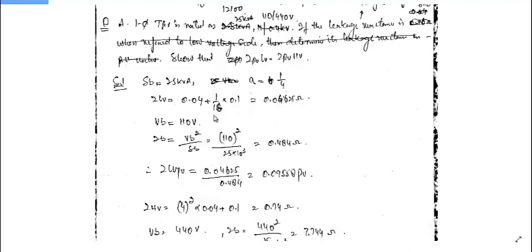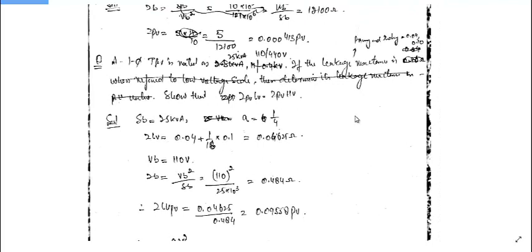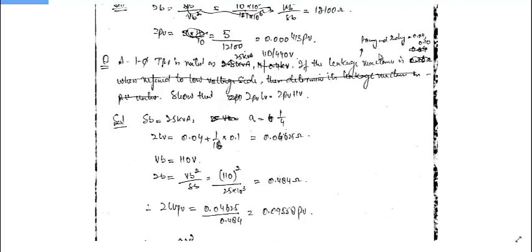Here also we will numerically prove that the per unit value referred to primary or referred to secondary will be the same. It is given here: a single phase transformer is rated as 25 kVA, 110/440 volts. That means primary voltage is 110 and secondary voltage is 440. The actual value of the primary leakage reactance is 0.04 and the actual leakage reactance on the secondary is 0.10 ohms. This is actually in ohms.